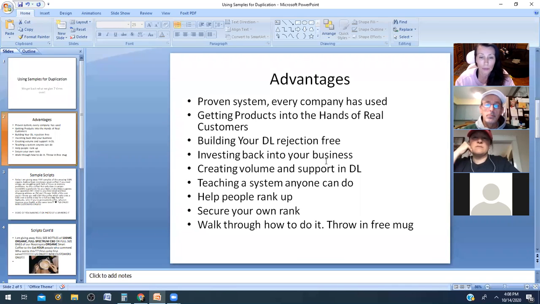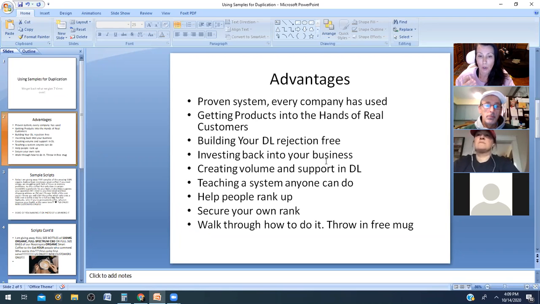So this is also, as I said, investing back in your business. You're going to create volume and support in your downline because you're going to be building volume under people because you're building it under yourself and you're also building it under them. And it's going to give them something to lose because it's going to incentivize them to stay active and give this more time. So we're also teaching a system that anyone can do because anyone can give away a free product.